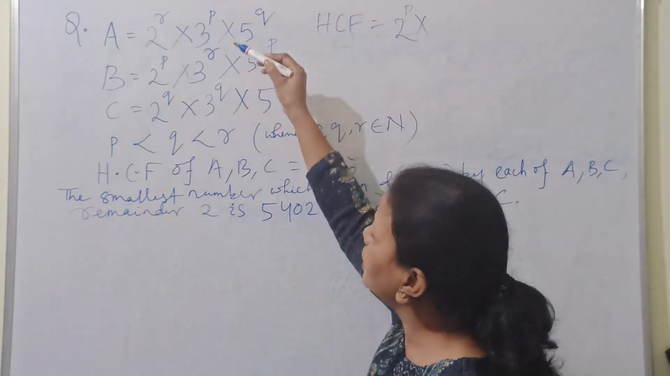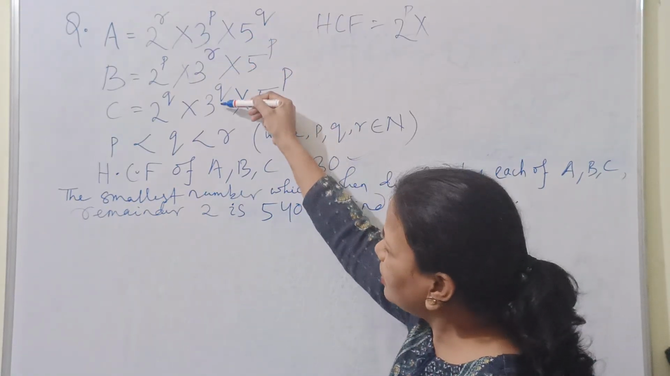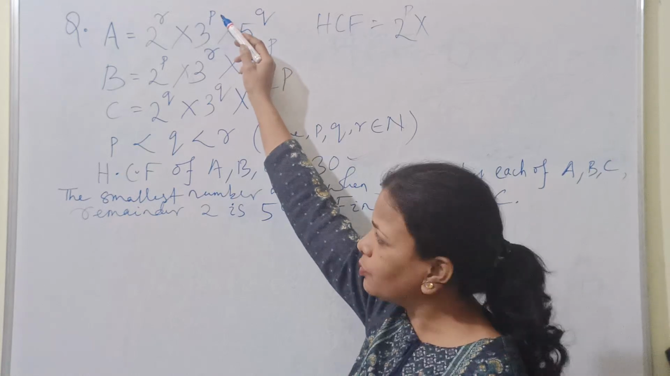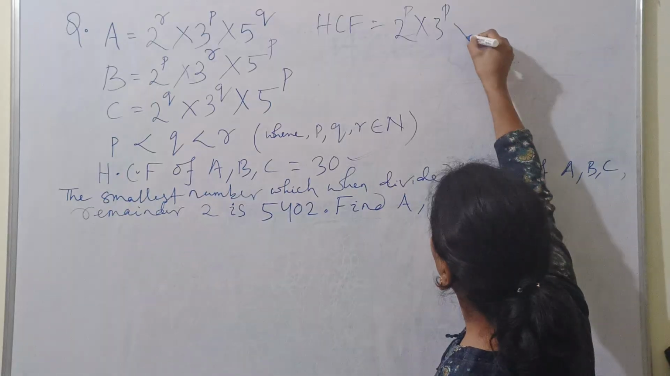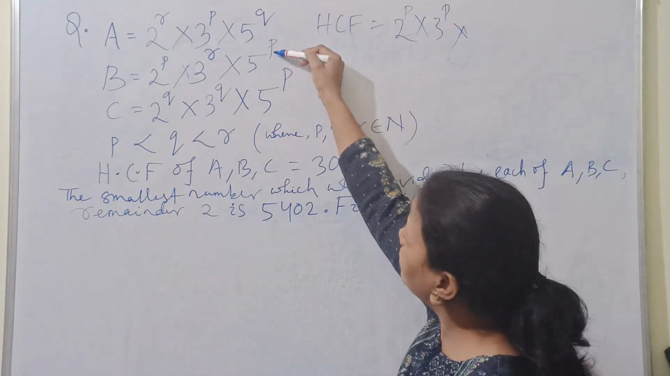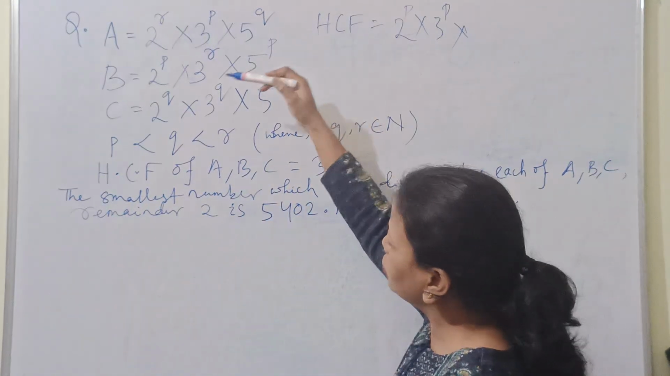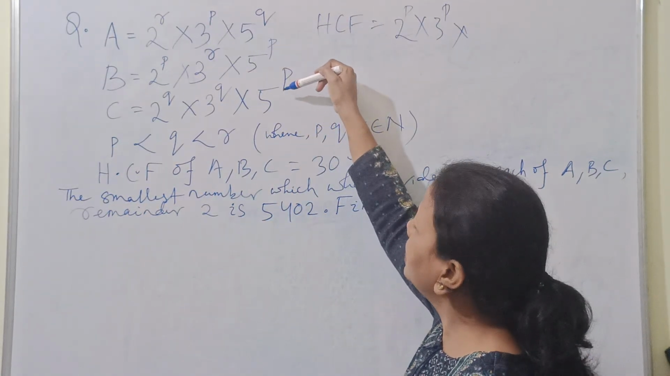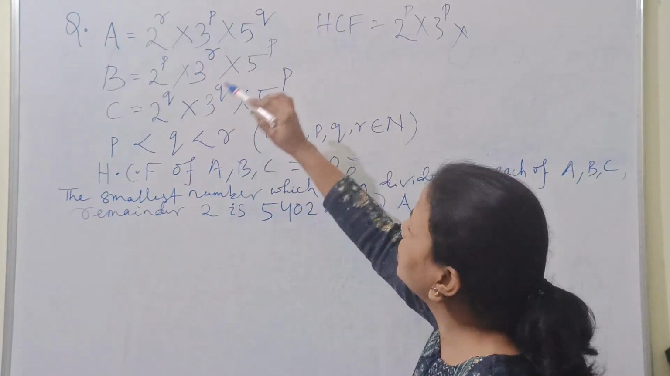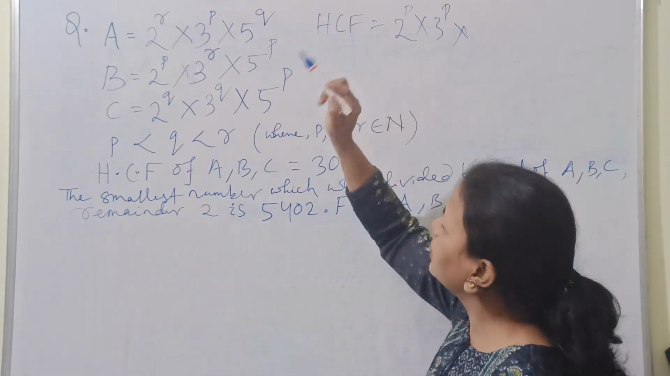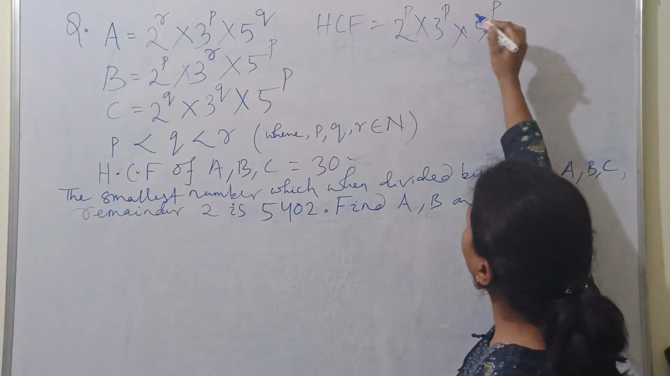And come to 3. 3 has power p, power r, power q. Out of p, r and q, which is the smallest one? p is the smallest one as per the question. That's why 3 to the power p should be selected. Now come to 5. 5 has power q, power p, power p. Here it doesn't have r as the power. In two numbers it has 5 to the power p, but in one number, A, it has 5 to the power q. In between p and q, which is the smaller one? p is the smaller one. That's why 5 to the power p will be selected.